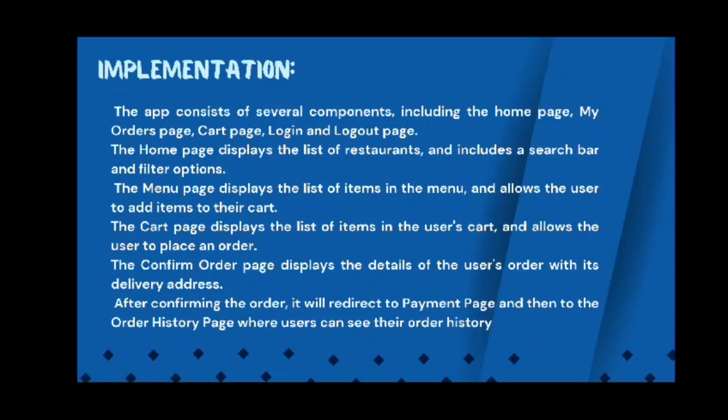In menu page, if a user clicks a particular restaurant in the home page, it directs you to the menu page. In menu page, there will be a list of items available in that particular restaurant which you have clicked. From there, you can give add to cart. If you give add to cart, that particular item will be stored in our cart. Then in cart page, you can see all the items which you have clicked.